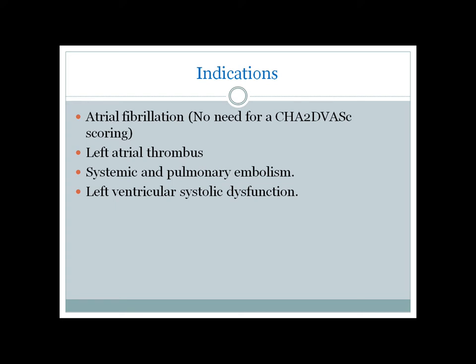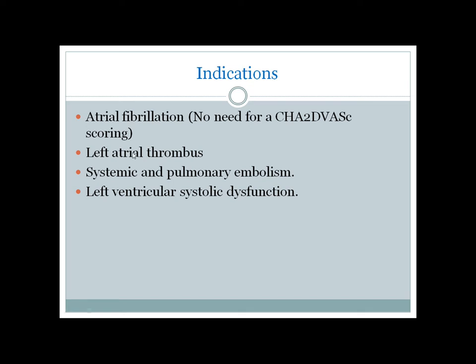So here is the list of indications where you want to use anticoagulants in a patient with mitral stenosis. The number one indication is atrial fibrillation, and remember that the CHA2DS2-VASc score is actually for non-valvular atrial fibrillation. So whenever a patient with mitral stenosis has atrial fibrillation, you must use anticoagulants.